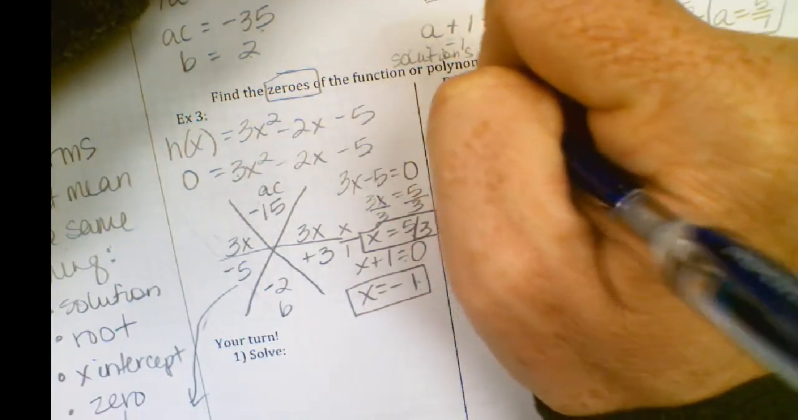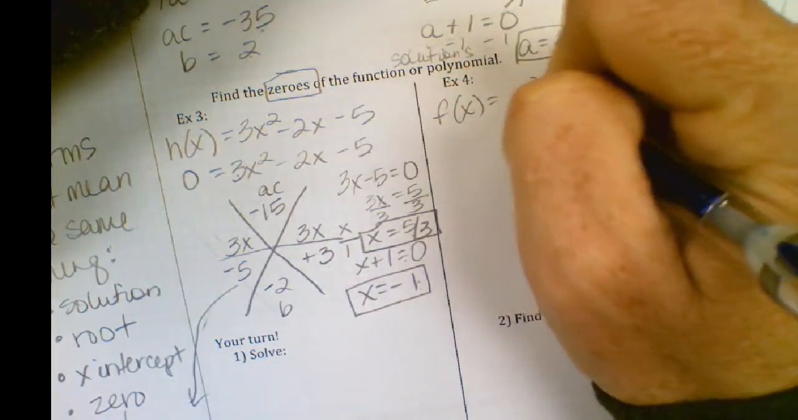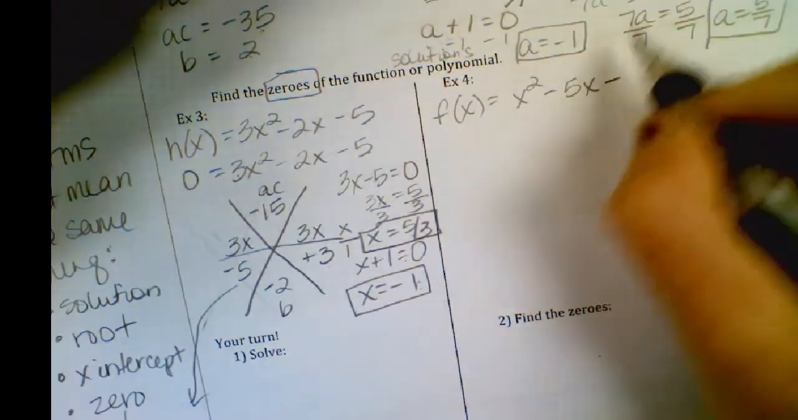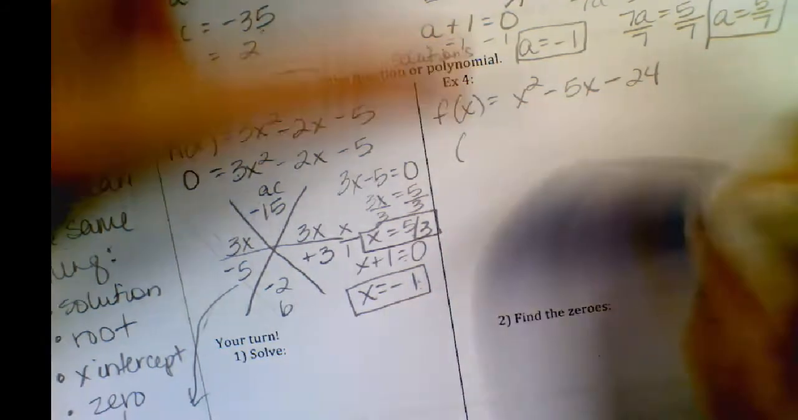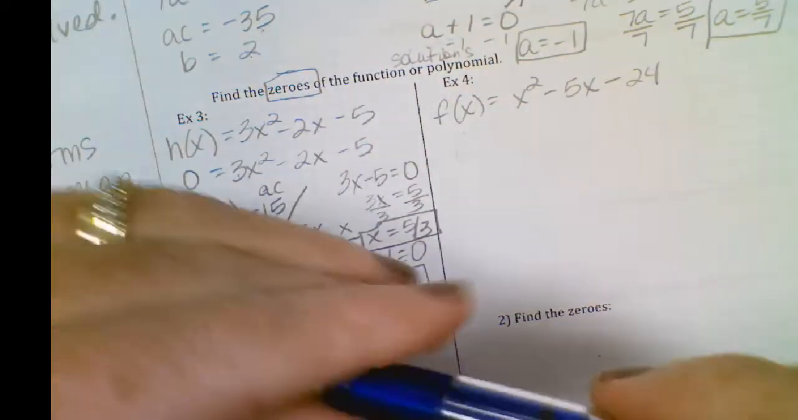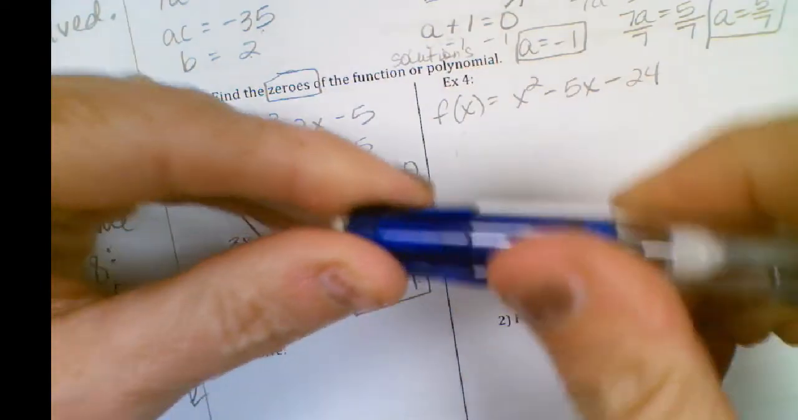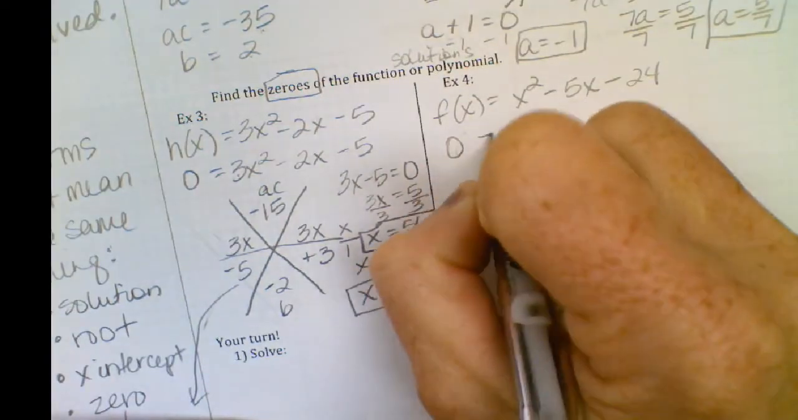Let's do f of x equals x squared minus 5x minus 24. Hopefully this one should be nice and easy that we don't even really need a method. We just need to add and multiply. So we're going to set it equal to 0.